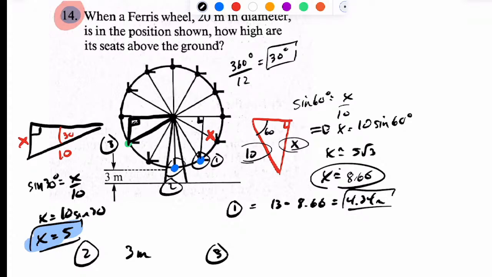So therefore, the answer for this one, you have to subtract again. Instead of 13 minus 8.66, it's 13 minus 5, and the answer is 8 meters.